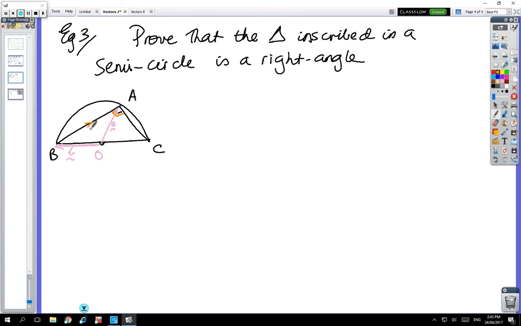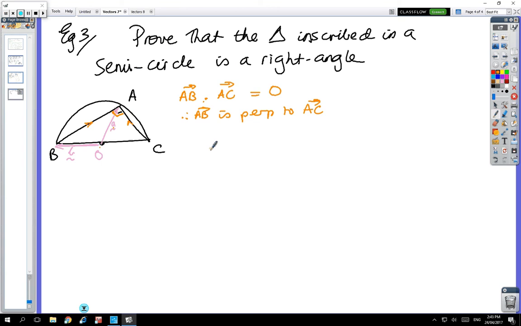So if we can prove in dot products that AB dot AC equals 0, then we'd have AB is perpendicular to AC. So that's what we're trying to prove. If we can use the dot product to prove that it gets 0, then we have perpendicular lines. So let's have a look. I've got two vectors, OA and OB. Now A and B aren't the same vector because they're going in different directions. They might have the same length, but they're not the same vector.